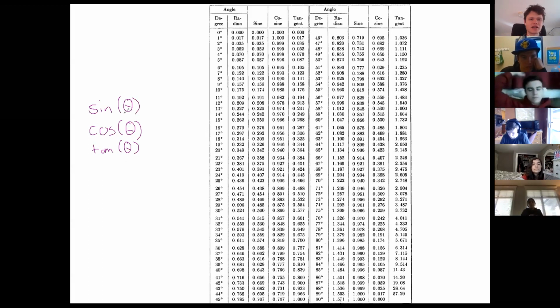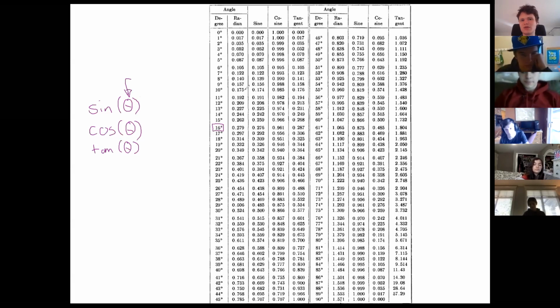So because the inputs are these thetas here, what does theta usually represent? What type of measurement? Angle, yeah. So these functions usually take an angle as an input. We'll plug an angle in and it spits out this other weird decimal number that we're going to talk about soon.